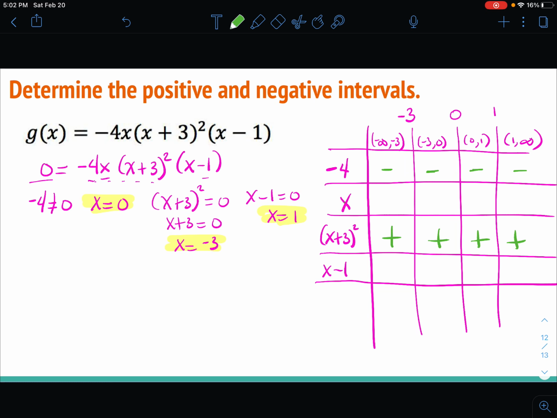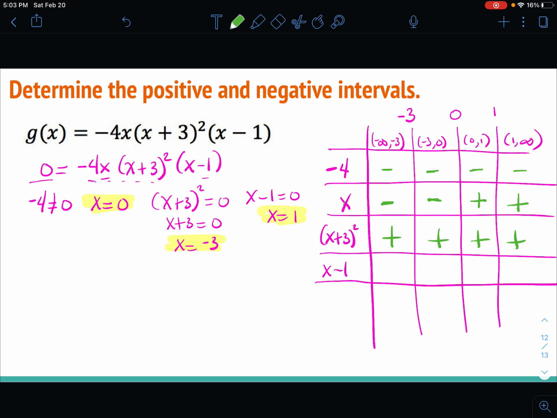Okay, so let's look at this one with x. We're going to plug in a value. So let's plug in -4. Well, -4 is obviously just going to be negative. From -3 to 0, I could plug in, let's say, -2. Still negative. From 0 to 1, I could plug in a half. That's positive. And from 1 to infinity, I could plug in 10,000. That's positive. Any number within the region is good to test.